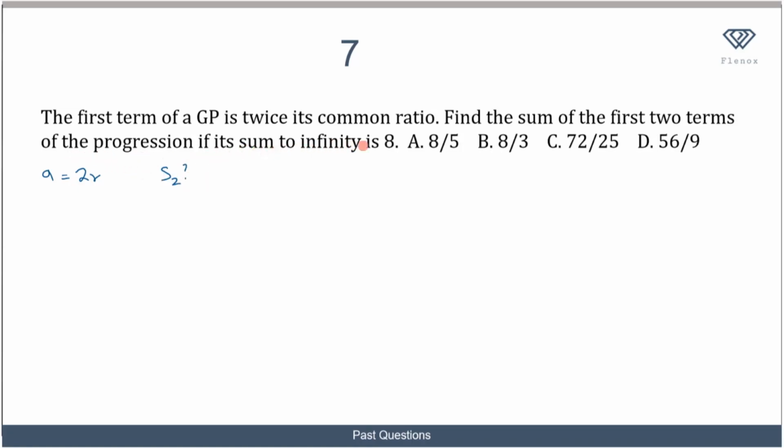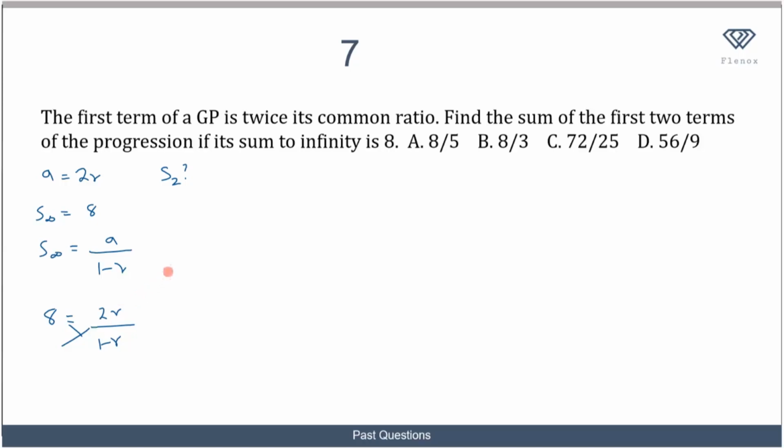if its sum to infinity is 8, and we are given the sum to infinity as 8. So we know that the sum to infinity is given by A over 1 minus R. We can write our first term A in terms of the common ratio, because we have been given that our first term is 2 times the common ratio, and we know that our sum to infinity is 8. So if we substitute these two values, we have 8 is equal to A, which is the same thing as 2R over 1 minus R.